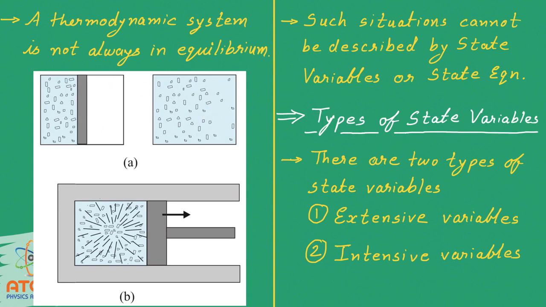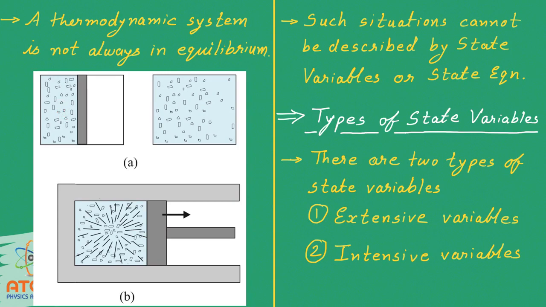Here the first figure A is showing one example and B is showing another example. Now in A, here is a container and here is one wall. In the left side of this wall there is gas, means half of this container is filled with gas and half of this container is empty. Now in this situation, when nothing is moving, we can say this is a thermodynamic equilibrium state, and so we can apply thermodynamic state equation and state variables as well.